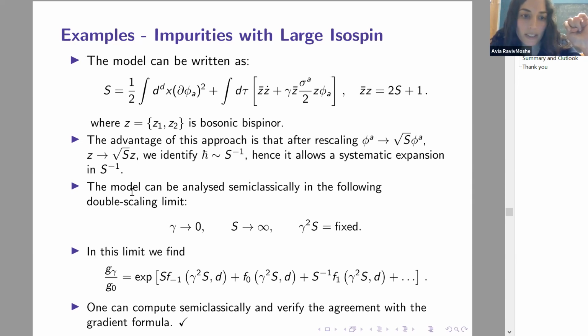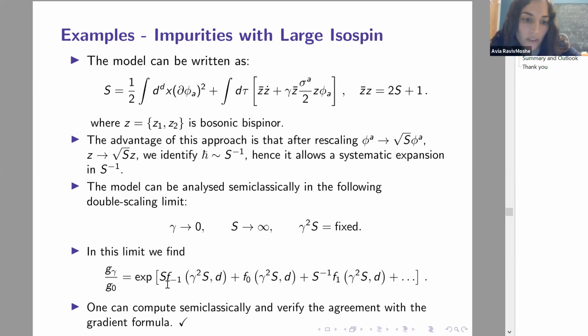Now, this model can therefore be analyzed semi-classically in the following double scaling limit: we take gamma to 0, S to infinity, such that gamma squared S is fixed. If we do that, we can write the G function normalized by the G function in the UV in this expansion. You can see that the first term has a positive power of S, S to the power of 1. The second term has S to the power of 0. And the third term goes as S to the -1 and so on, meaning an expansion in negative powers of S.